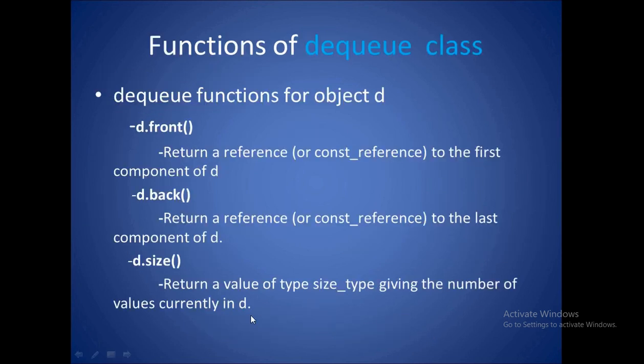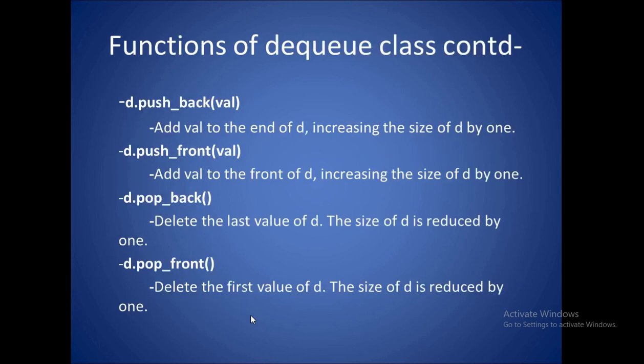Next, some of the functions of the deque class. Again, deque is a sequential container, storing elements in a linear sequence. So deque has some functions. d dot front returns a reference to the first component of d. d dot back returns a reference to the last component of d. d dot size returns the size of the deque. d dot push back pushes the element at the back end. Push front inserts the element at the front. Same with pop back and pop front, deleting the element from the back and from the front.